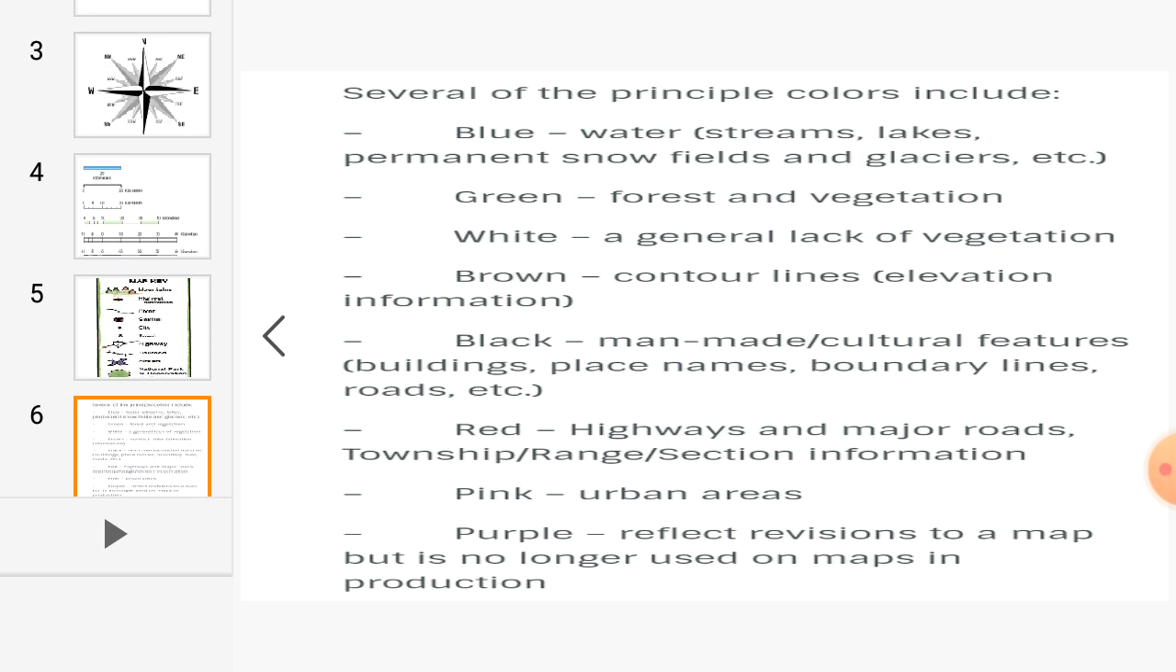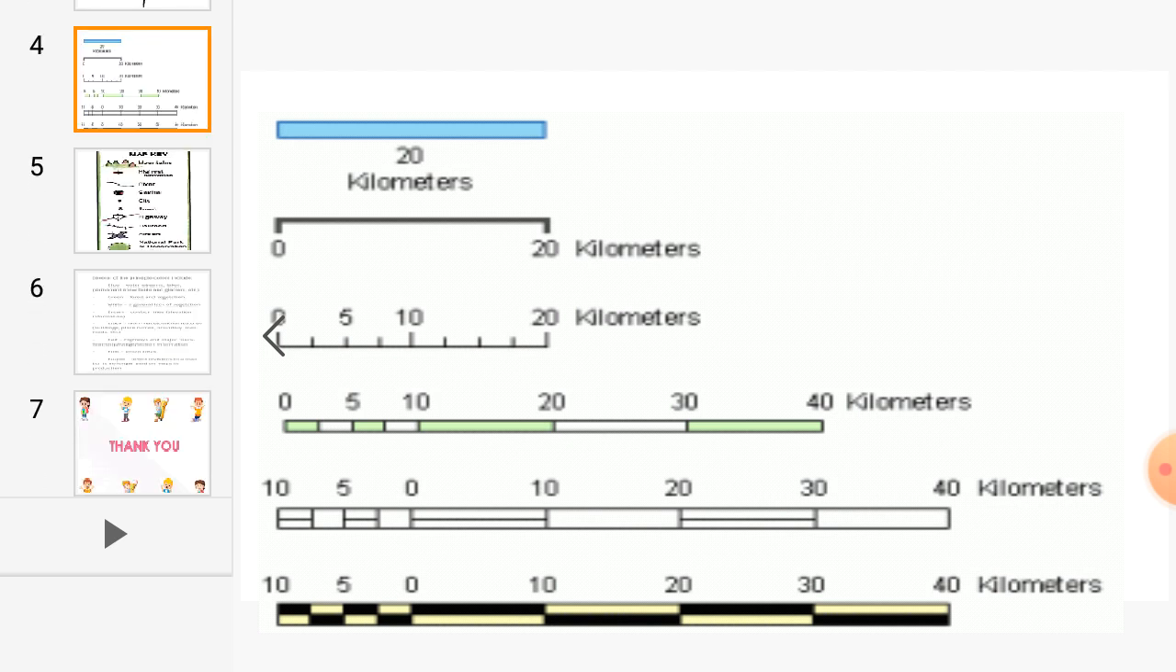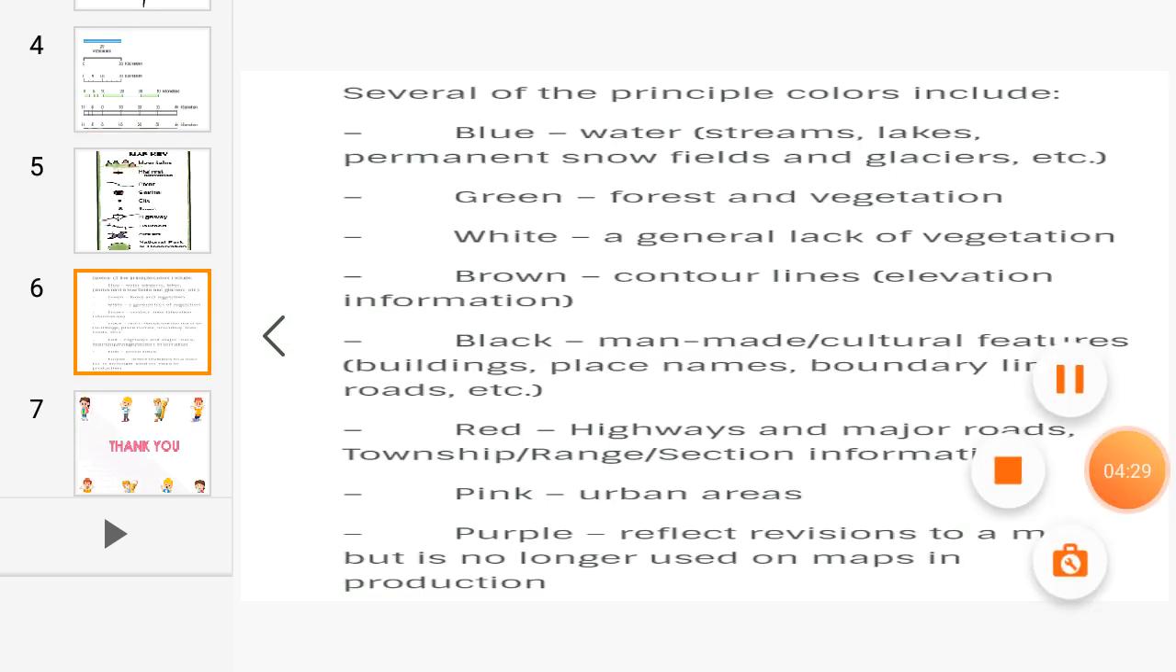So these are the main elements of the map. If we know these important elements, it will be easy for us to understand the map and to read the map. Okay children, so these are the important elements to be known to read a map. So in the coming classes, let's learn about a new topic.